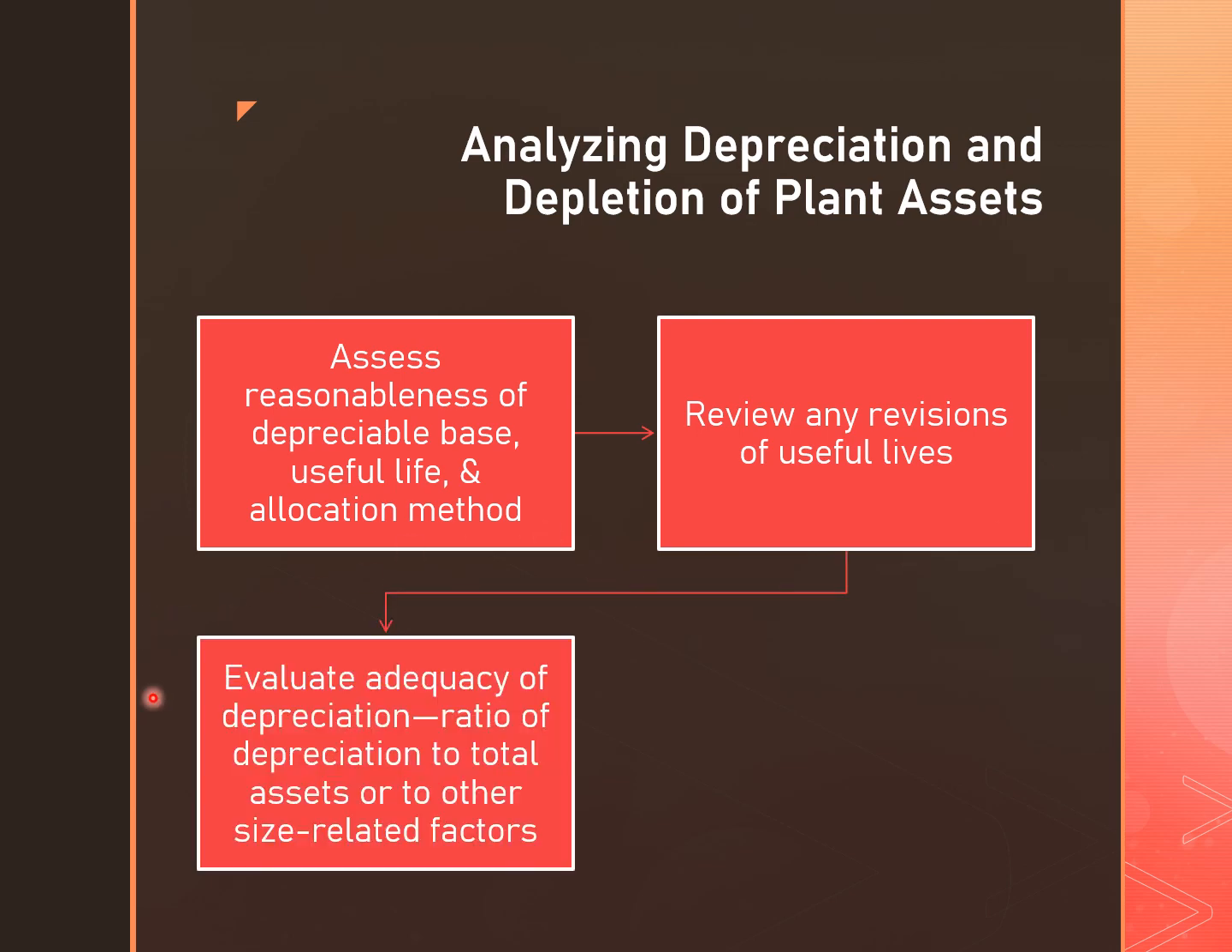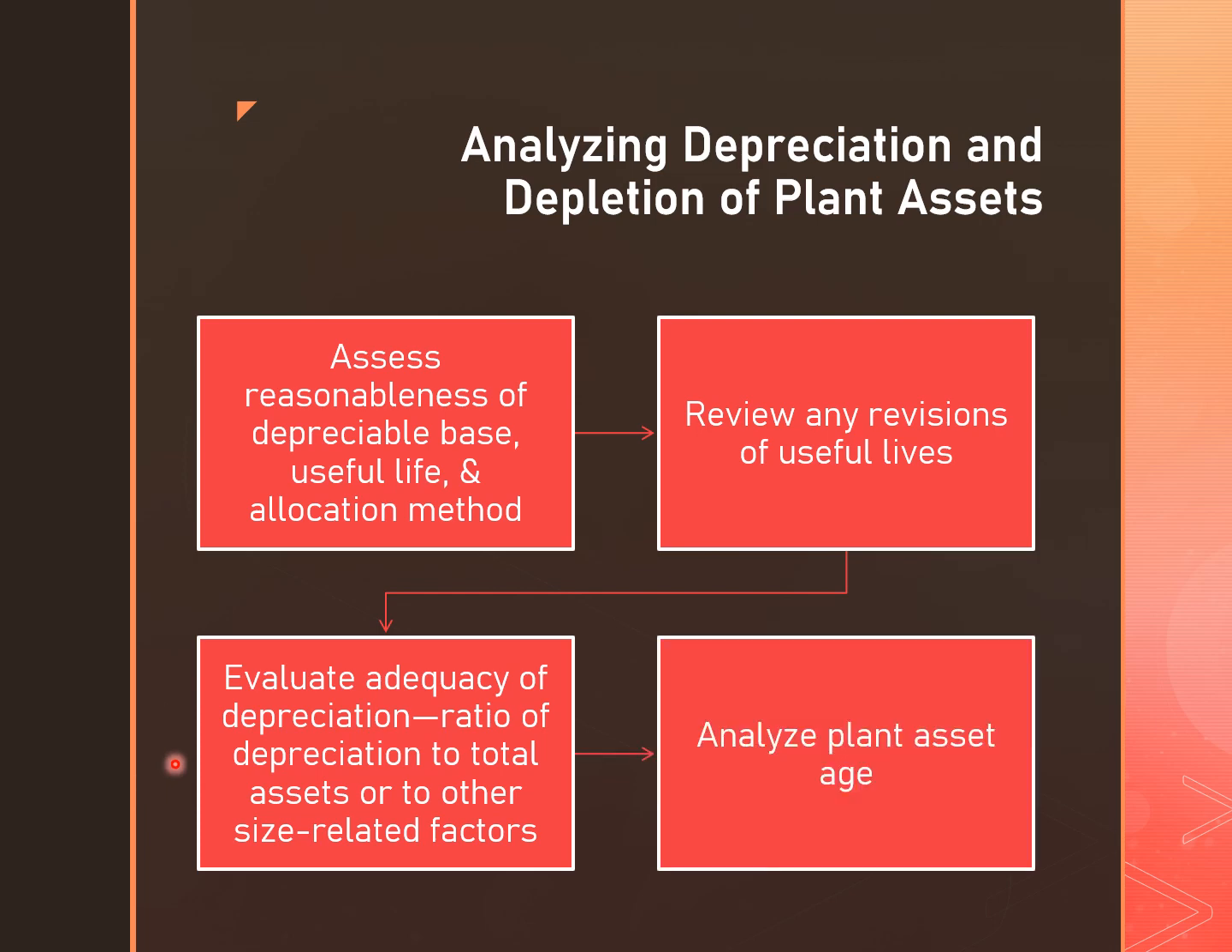Next is you evaluate the adequacy of depreciation. The ratio of depreciation to the total asset or to other size-related factors. Is the depreciation enough? What is the ratio to total assets? Next is you analyze the plant asset age. Sometimes the asset has already finished its useful life, but we are still using it, right? But the fact is that if we are still using it, even though it has finished its useful life, in our account the value must be zero. Okay, so you have to analyze the plant asset's age.